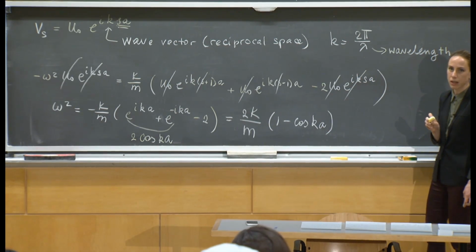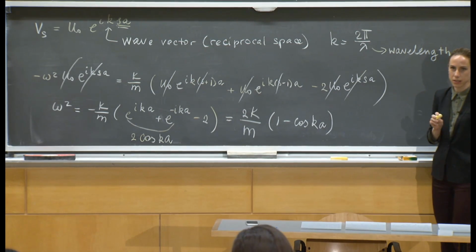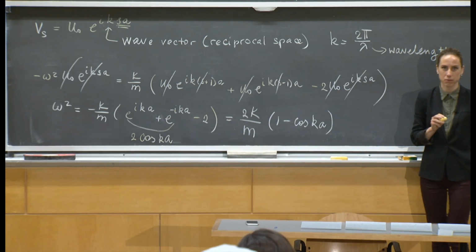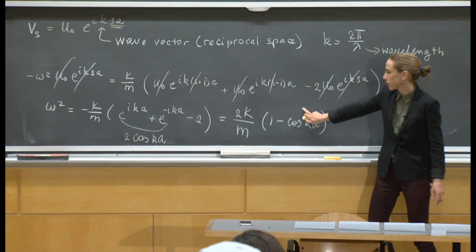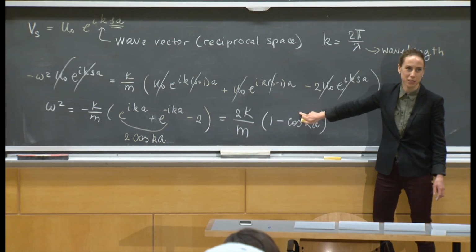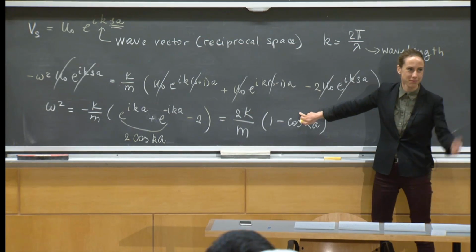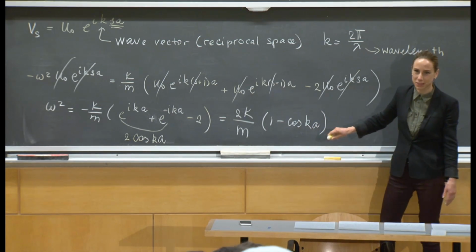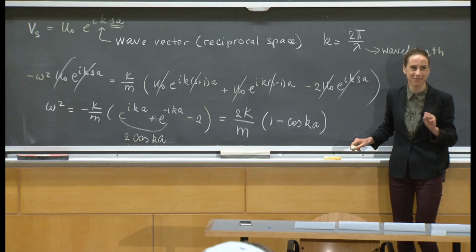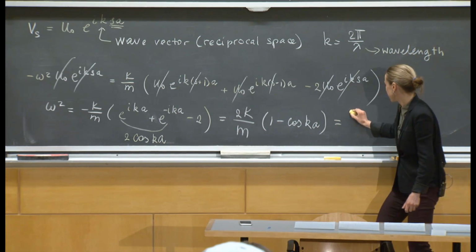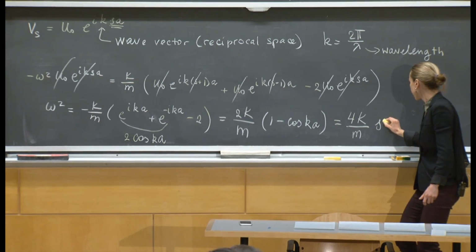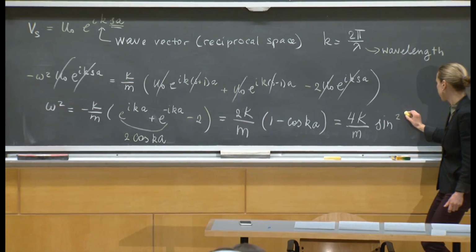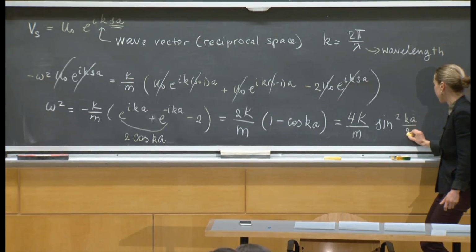And now anybody is really excited about high school trigonometry? Does anybody remember another way of expressing this that's shorter? 2 sine squared. So we have 4K over m sine squared ka over 2.